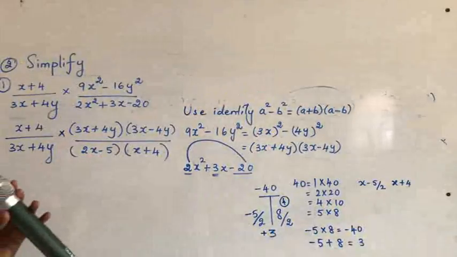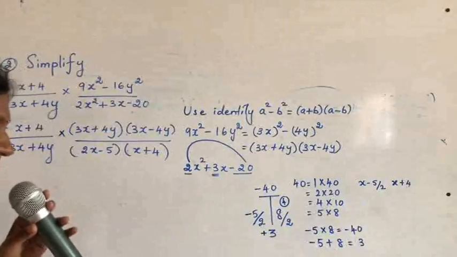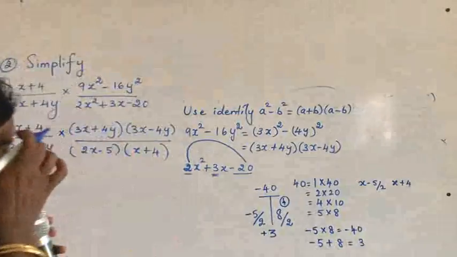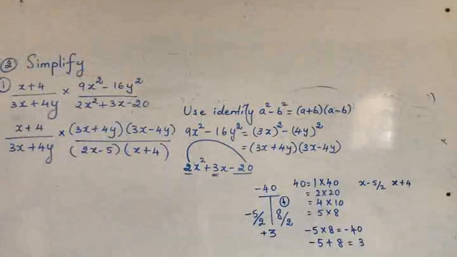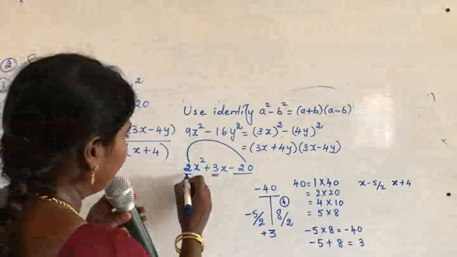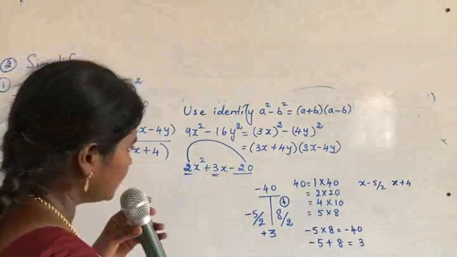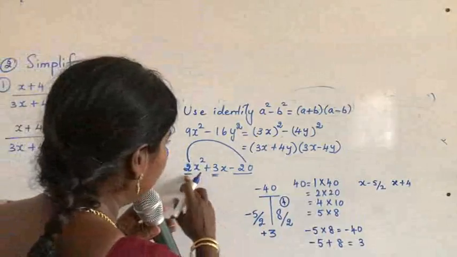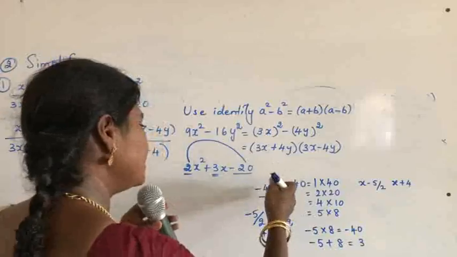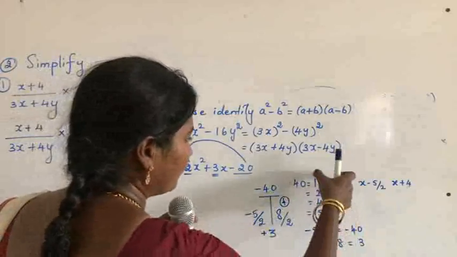I hope the sum is clear to you. I'll just explain to you once again. Here, for the first term, we have a coefficient 2, that is other than 1. So when you have such a case, what you are going to do is multiply the coefficient of the first term and the constant term. It is 2 into minus 20 gives you minus 40. So you have to express this 40 as a product of two numbers.